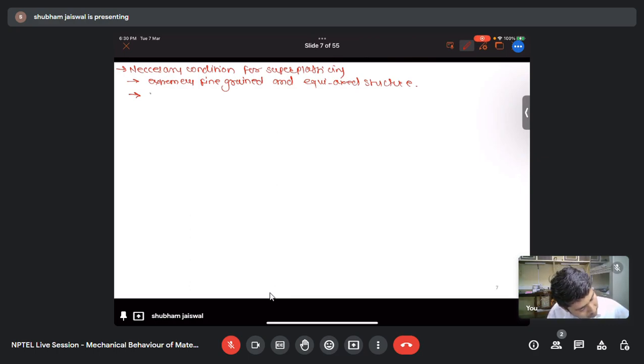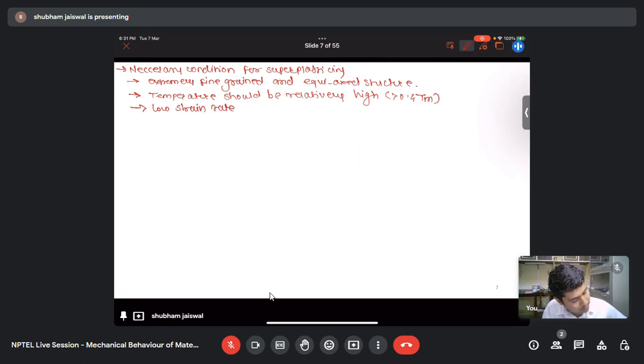And the third condition for superplasticity is that low strain rates are required. Low strain rate. And the fourth condition is that the microstructure should be stable in that temperature range. So stability of microstructure. Okay.